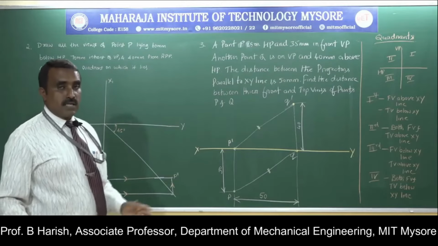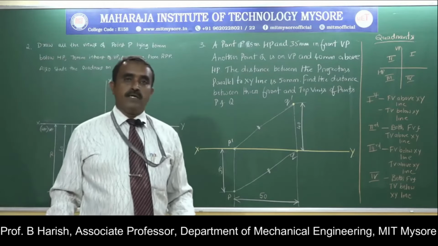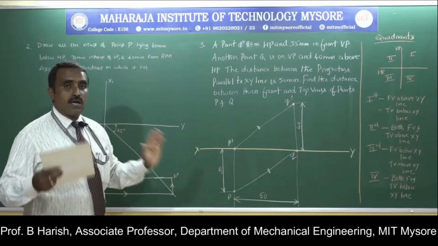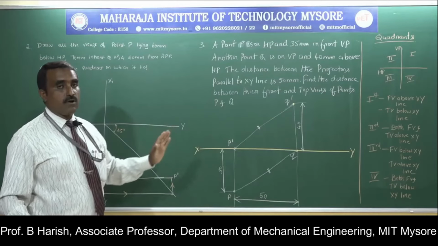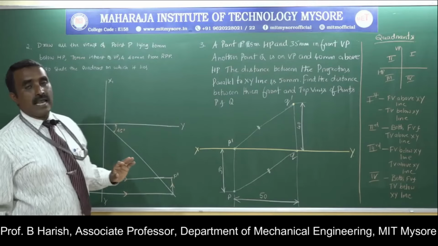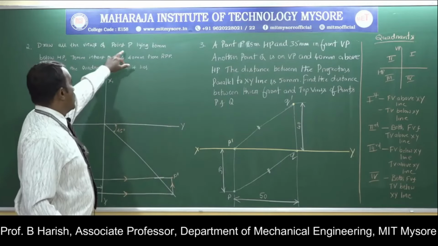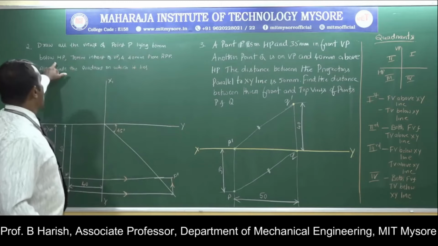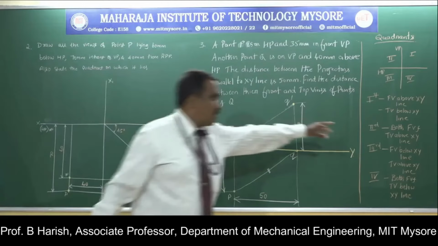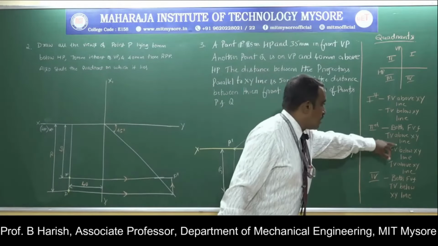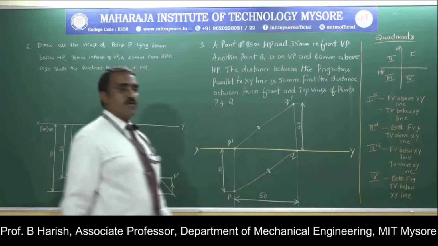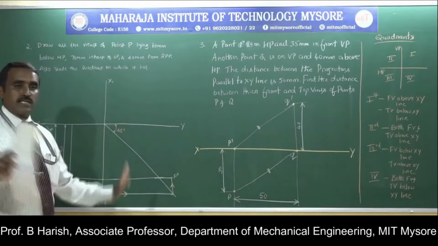So here you have to draw three views: top view, front view and profile view. First forget about the third part, the profile view. We'll try to draw the top and front view. Once you read the problem, immediately analyze in which quadrant it lies. Here it says 60 mm below HP, 70 mm in front of VP. Below HP and in front of VP, both your top and front view will be below the XY line. So the point is in the fourth quadrant.